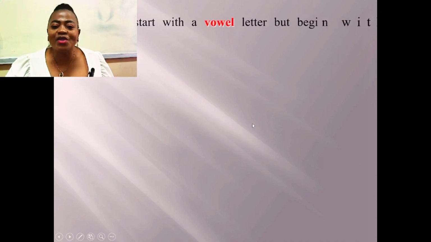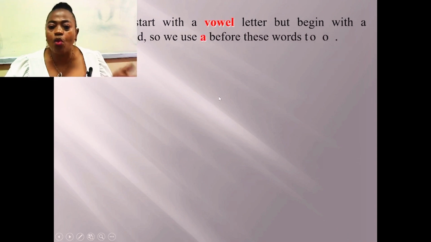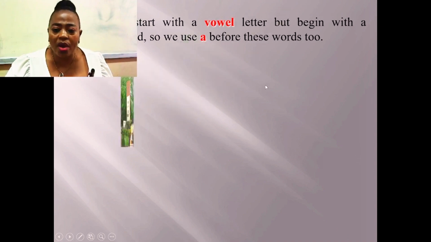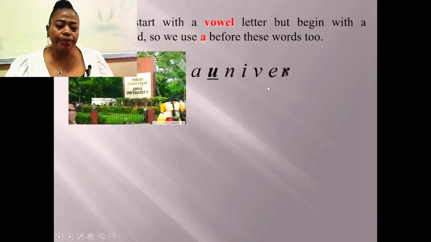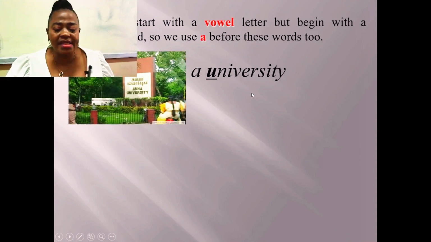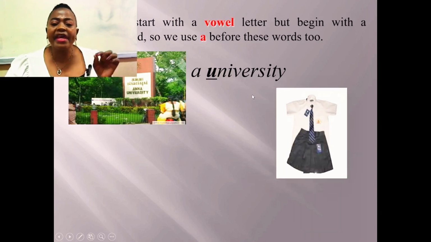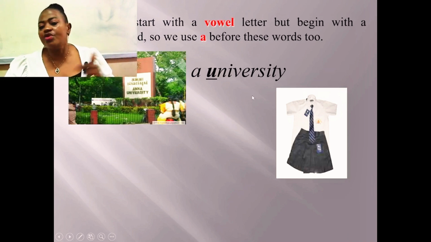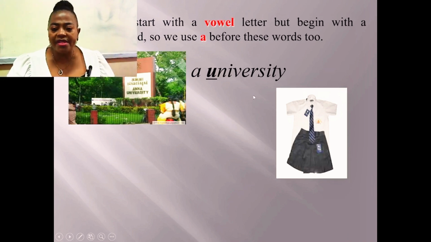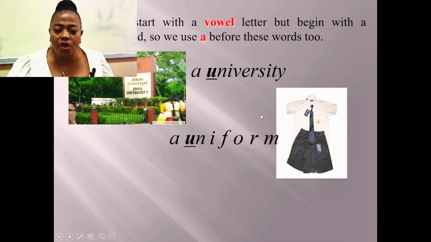Some words start with vowel letters but begin with consonant sounds, just like what we saw. They start with vowel letters but they begin with a consonant sound. So we use A before these words too. For example, a university. If you look at the word university, it begins with a y sound. And because it begins with the y sound, you cannot say an university. No, you say a university because A is for consonant sounds.